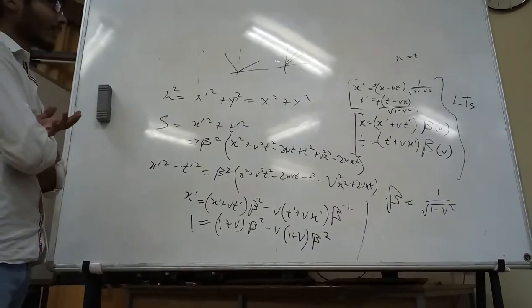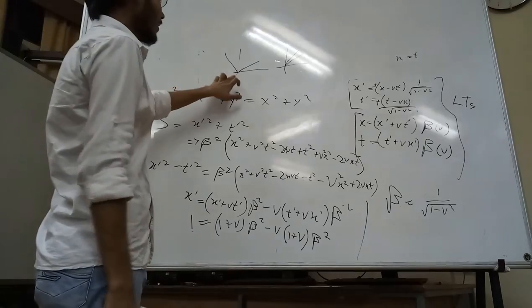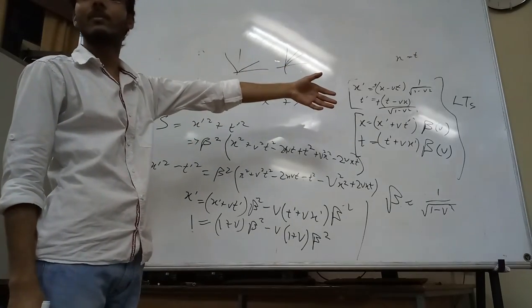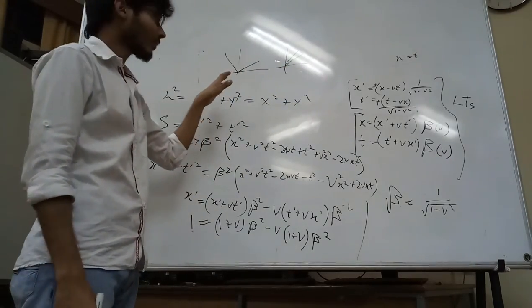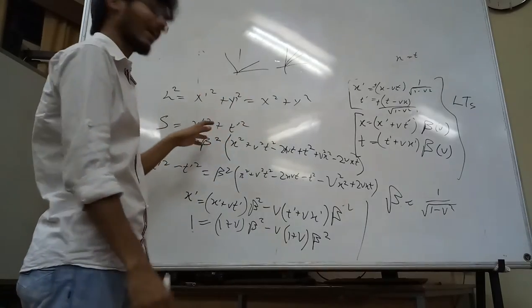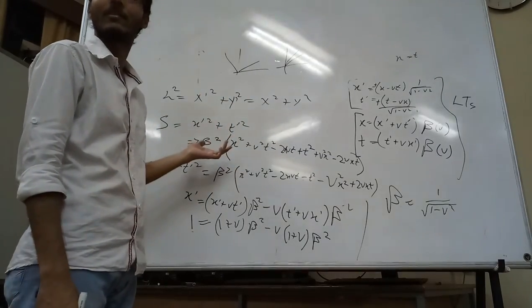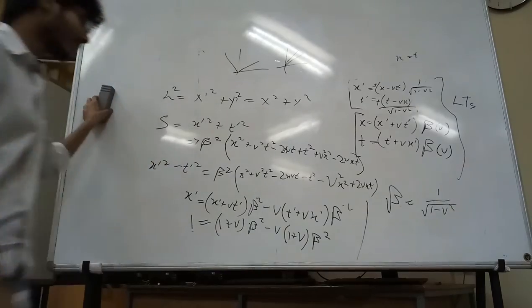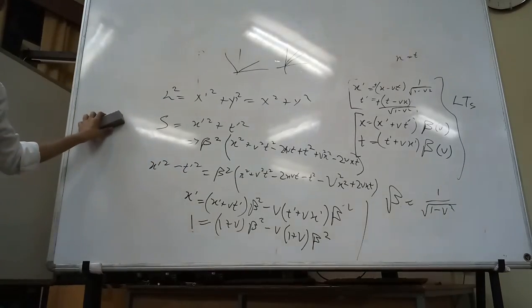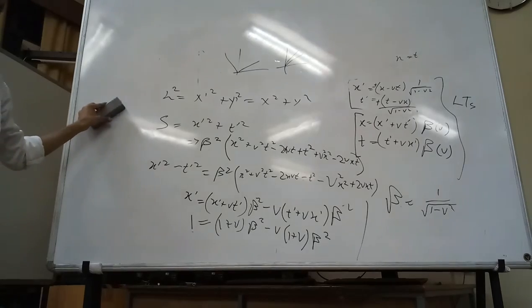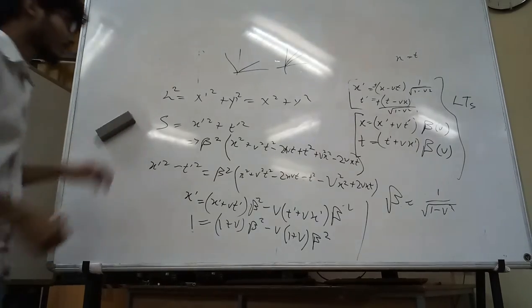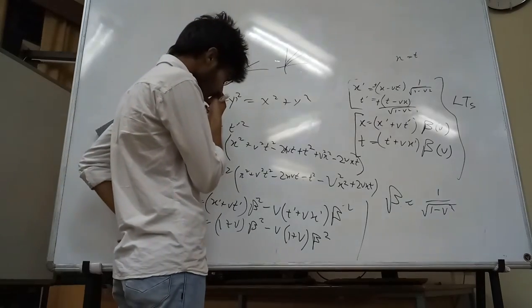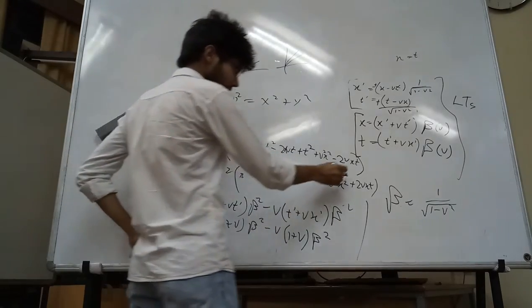So I did not make an assumption from this. I just said that it's a linear transformation. I'm just making vague assumptions right now. I'm just trying to calculate x dash squared plus t dash squared. I'm not telling you that this is equal to some quantity. These terms are cancelling.